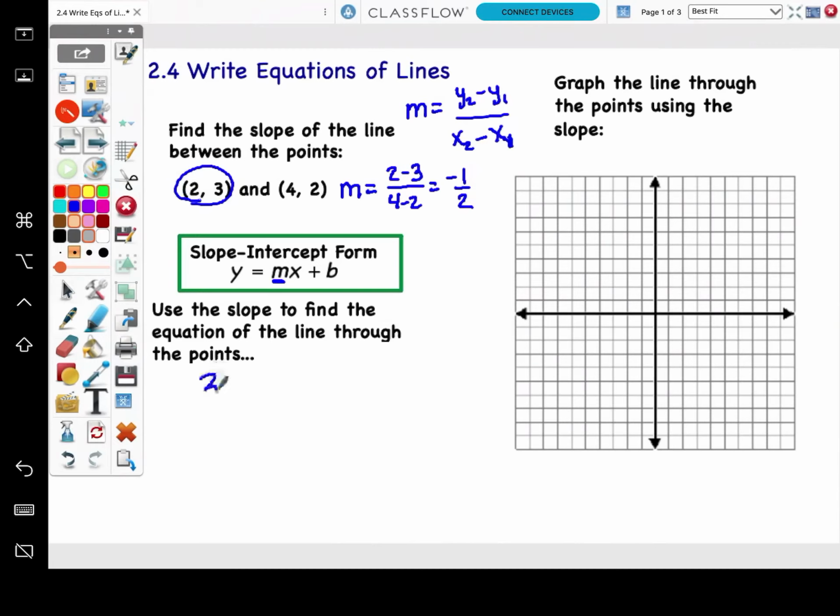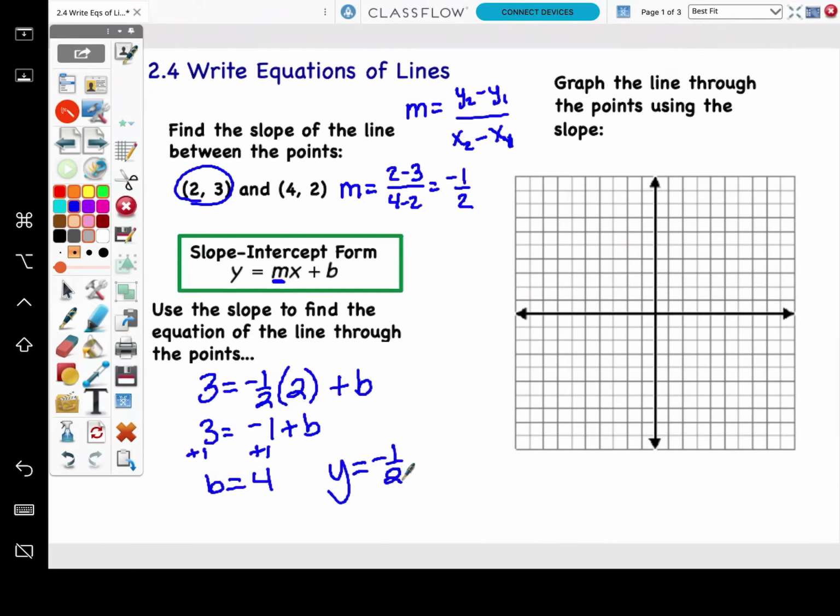You can pick either one, and I'm going to say 3 is equal to our slope, negative 1/2 times 2, which is the x value, plus b. And I'm going to figure out what b is and then write my equation of the line. So just a little math here, negative 1 plus b, and then add 1 to both sides, so I get b is equal to 4. So the equation of my line is y is equal to slope, negative 1/2 x plus 4. Okay, now let's graph that.